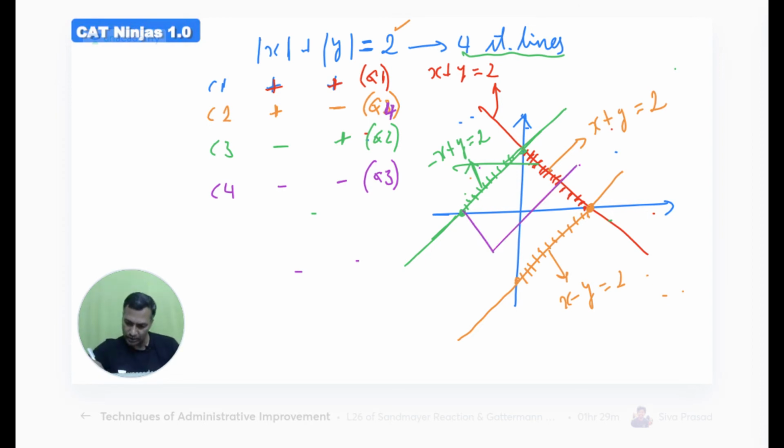This is the line I am talking about. What is this particular line? Minus x minus y is equal to 2. Out of which, quadrant 3 means what? I should shortlist this. And hence, it gives me a shape of a rhombus.